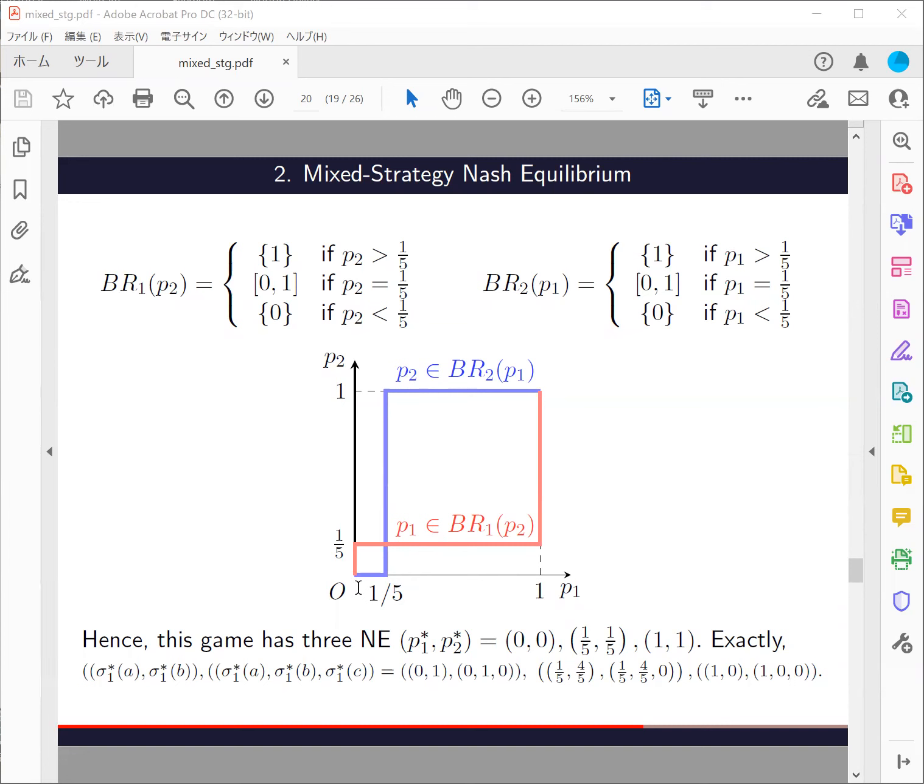The best response correspondences also cross when P1 and P2 are both 1/5. Finally, the best response correspondences cross when P1 and P2 are both 1. That is, both players play strategy A with certainty.